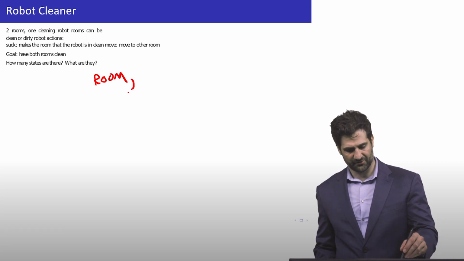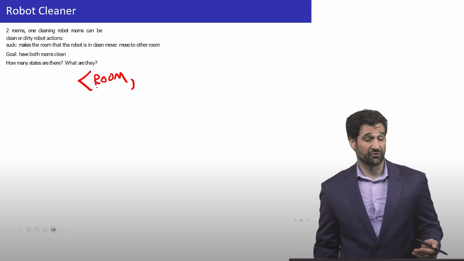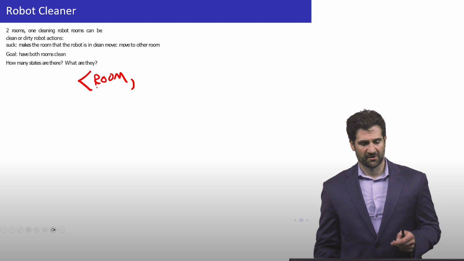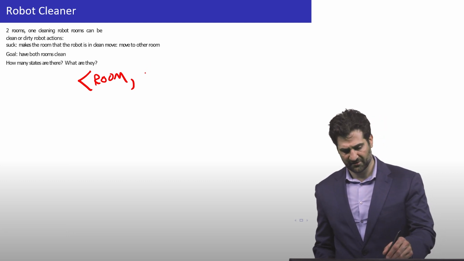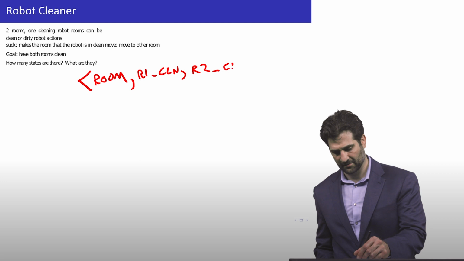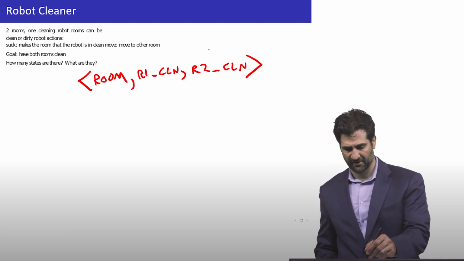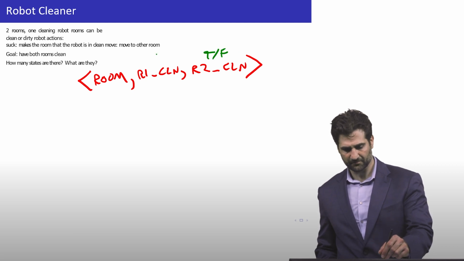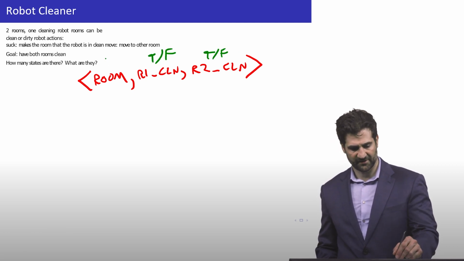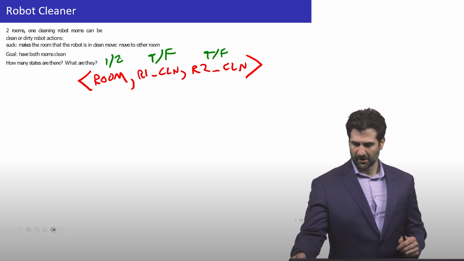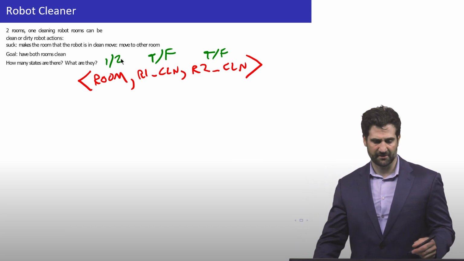So the first value is room, which room the robot is in. And then we want to say if room 1 is clean, so that'll be true or false. And then we'll have room 2 is clean, and that's going to be true or false. And then I'll put in a different color here. This is true or false, true or false, and then I'll just say 1 or 2. All right? Great. So with that in mind, let's say what's the initial state?